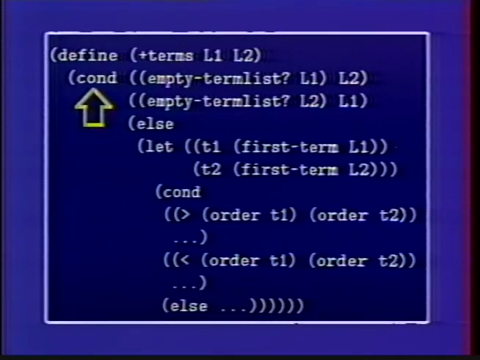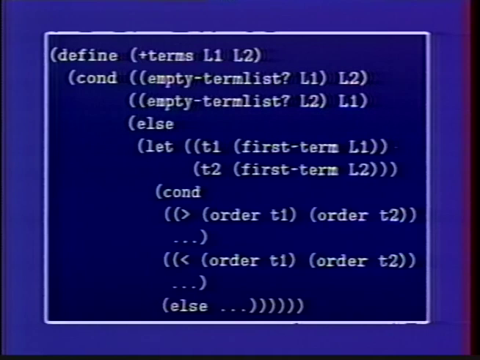And the first thing we'll check for is whether there are any terms. We're going to recursively work down these term lists. Eventually we'll get to a place where either L1 or L2 might be empty, and if either one is empty, our answer will be the other one. So if L1 is empty, we'll return L2, and if L2 is empty, we'll return L1. Otherwise, there are sort of three interesting cases.